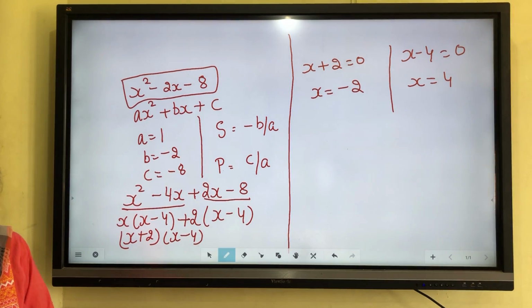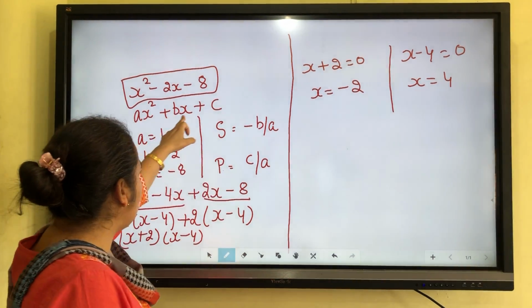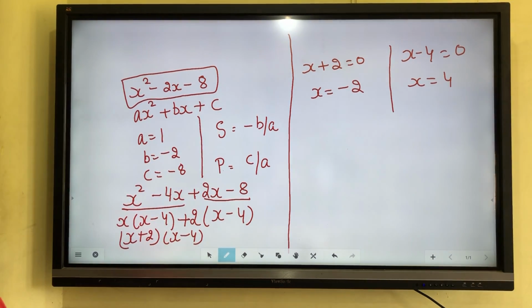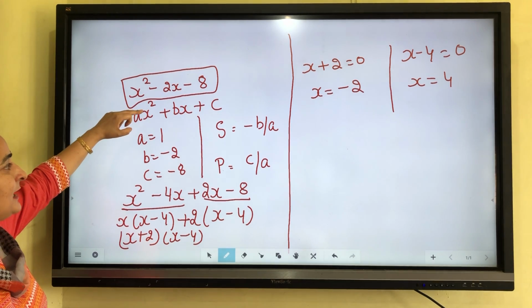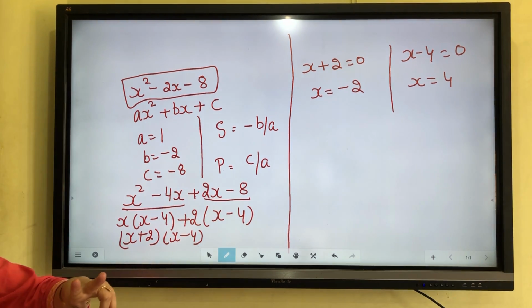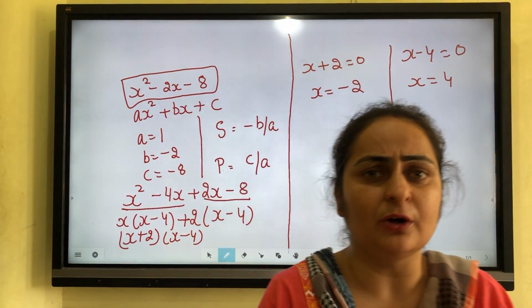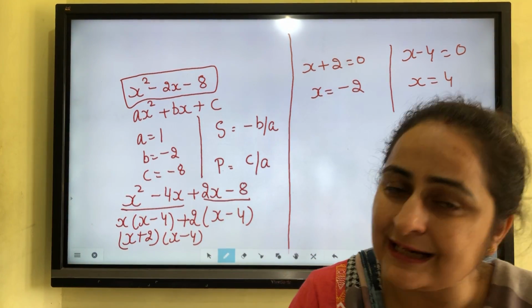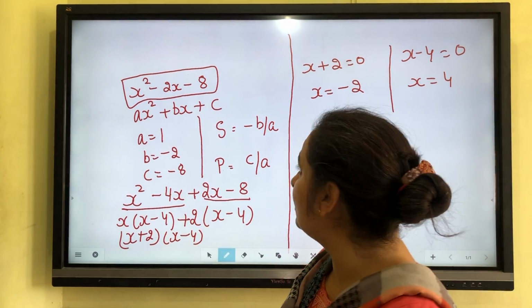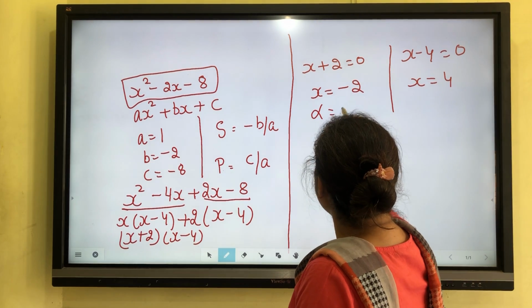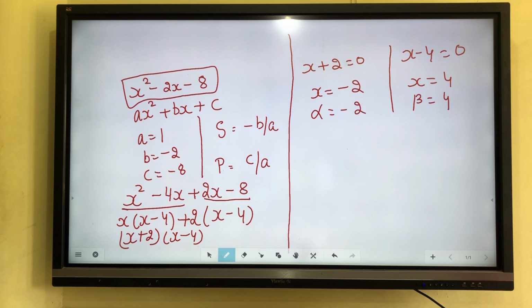In general, if you don't know the zeros of a question, I only know this: by checking the degree, we are able to find the two zeros. Two zeros means we are able to find two values of x, but we don't know any value of x. Then in general language, we call the two zeros alpha and beta.